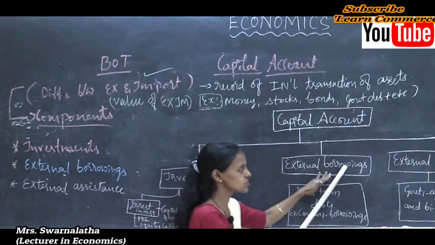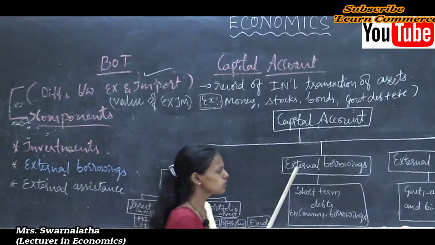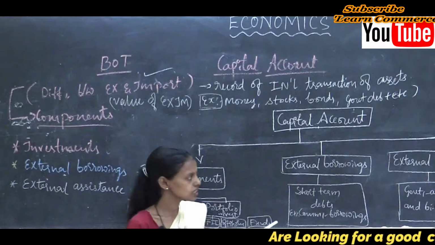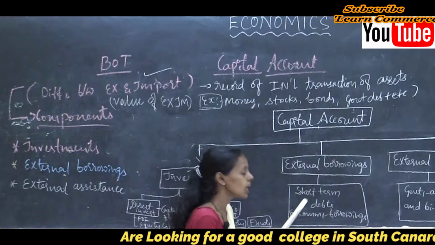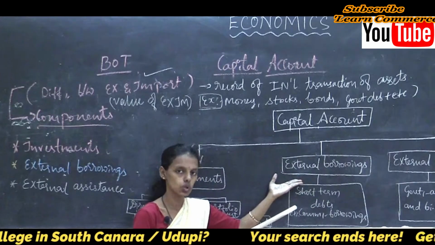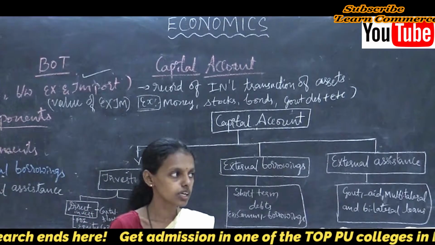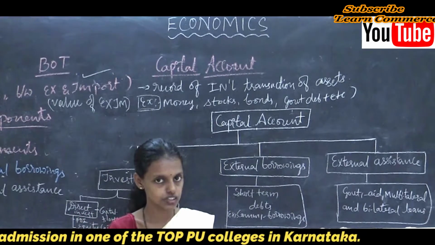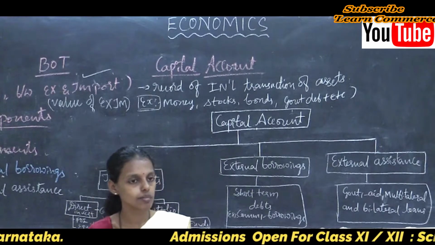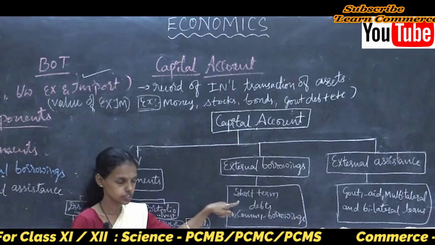Second one is external borrowings. It is also a component of capital account. What is this external borrowings? Borrowing from outside. External borrowing is nothing but borrowing short term and long term commercial loans. Because of a shortage of funds, we are unable to invest in our country and increase or maintain our balance of trade. So we are facing a deficit in balance of trade.